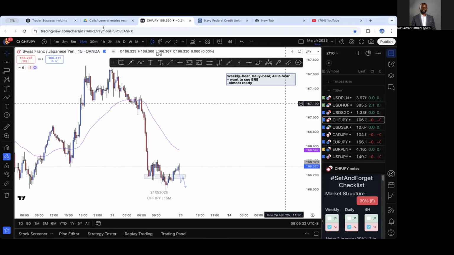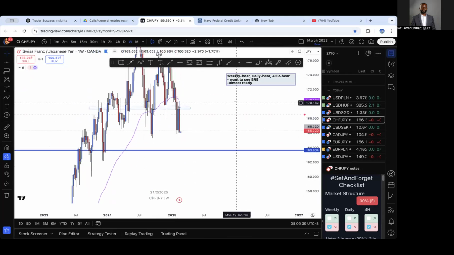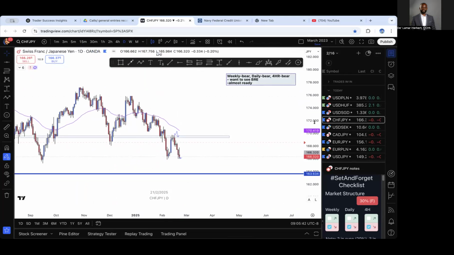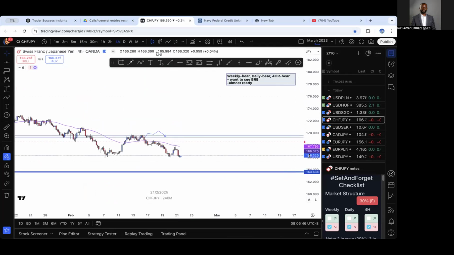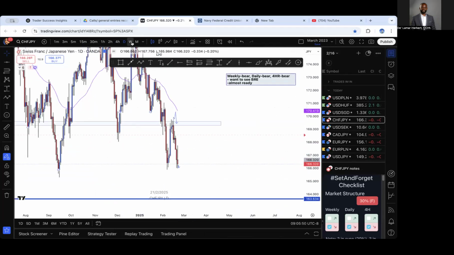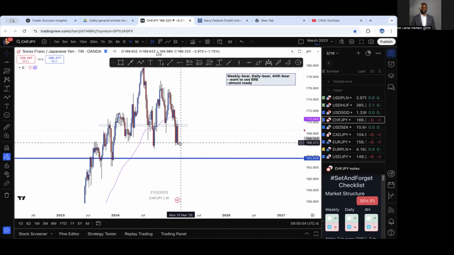CHF JPY weekly is bearish. Okay, from here to here, weekly bearish. Daily is bearish. 4-hour is bearish. We're at the lower low, by the way, on the weekly. Yeah, still at the lower low. This is the lower low here. This is our lower high. So we just want to see.